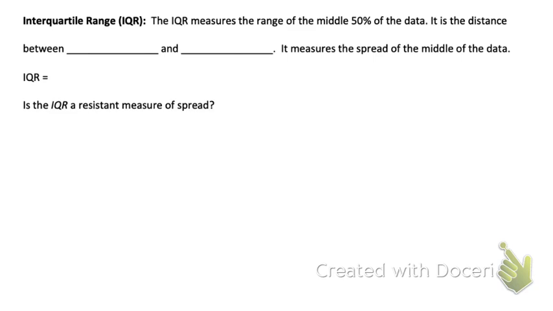IQR. The IQR measures the range of the middle 50% of the data. It is the range of the inner quartiles. So, how do you think you calculate IQR? You find the distance between Q1 and Q3. It works very similar to range, max minus min, except you're going to do Q3 minus Q1. So you're going to take Q3 and subtract Q1.